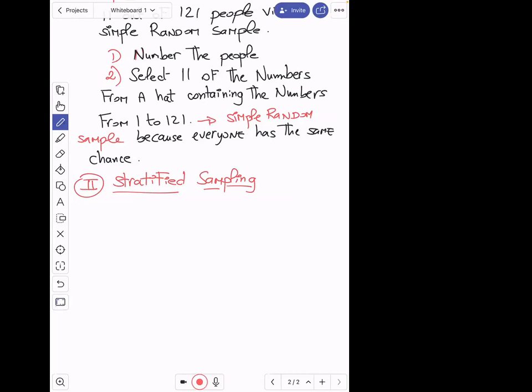So first we divide the population into subgroups. You see the difference with the simple random sample. In the simple random sample, I didn't divide my population. I just numbered the people and made a random selection. Here in stratified sampling, I divide the population into different, distinct subgroups.